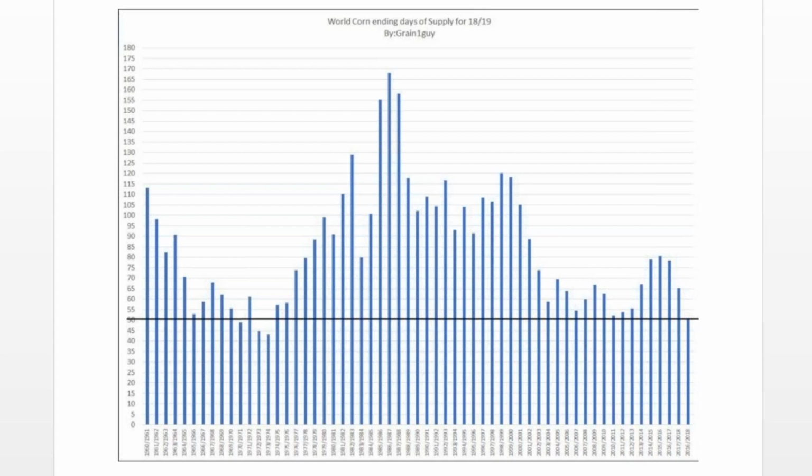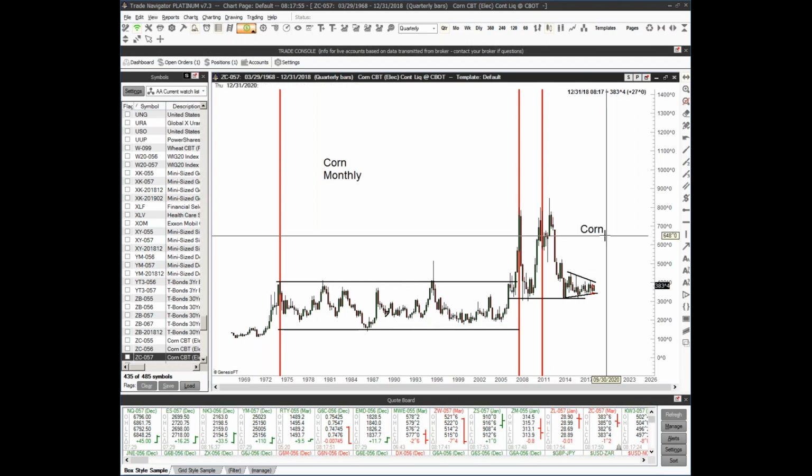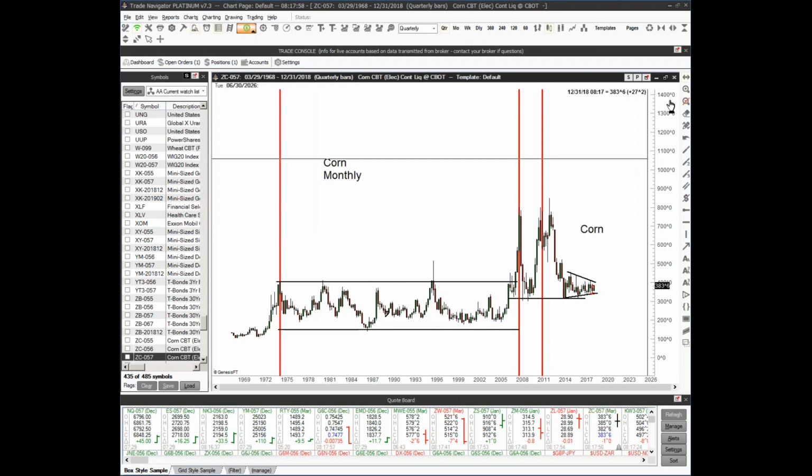Okay, Jolene, I want to change screens here. Let's see here. How do I do that? Here we go. Okay, I just want to show you a quick chart. Jolene, do you see the corn? Is the corn chart up? Yes, Peter, we see that.